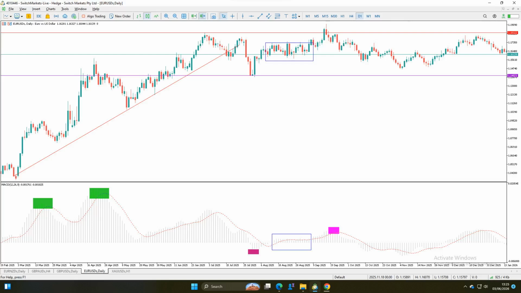Now look directly below at the MACD inside the blue rectangle. Notice how the histogram bars become much smaller compared to the large green peaks we saw during the trend. The MACD line also flattens. Momentum is shrinking. This is the MACD warning us that market participants are undecided. Buyers are not strong enough to push a sustained rally. Sellers are not strong enough to start a sustained decline. The market is essentially fighting itself.